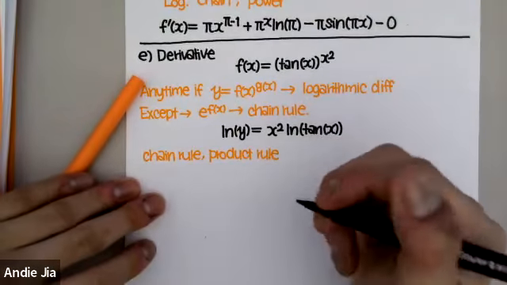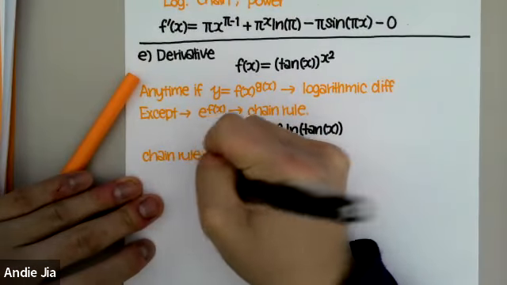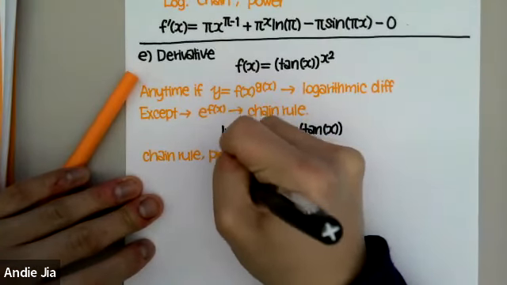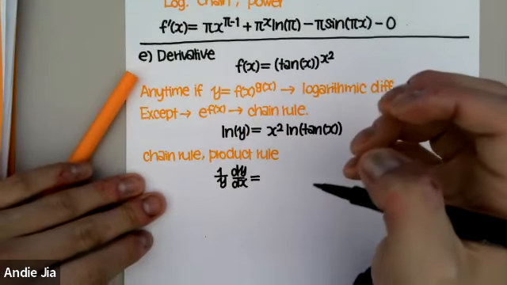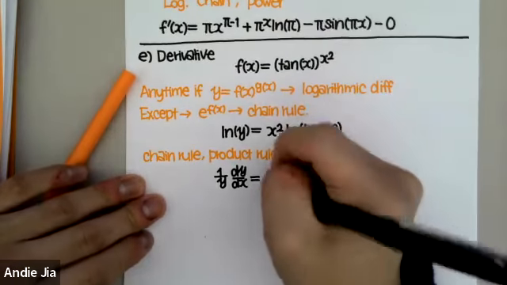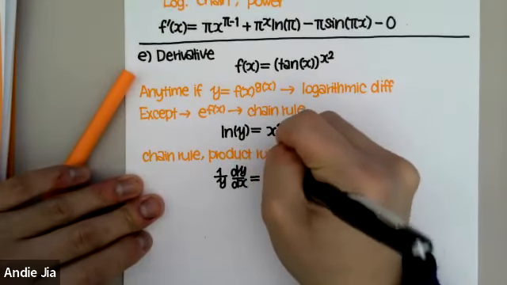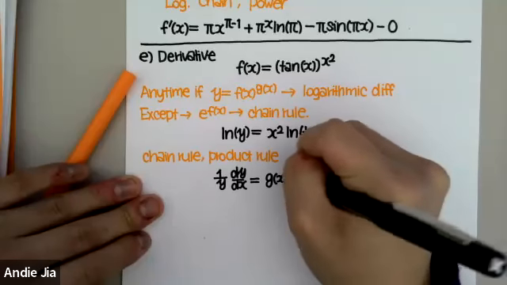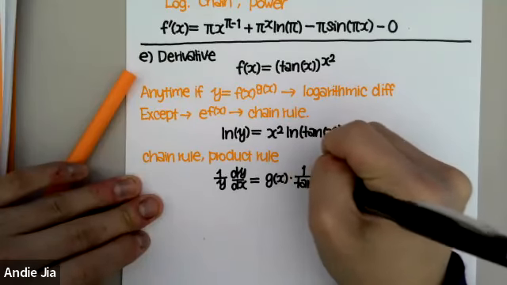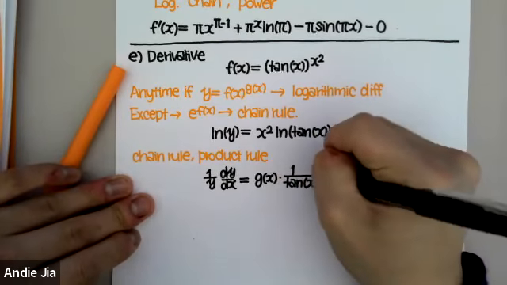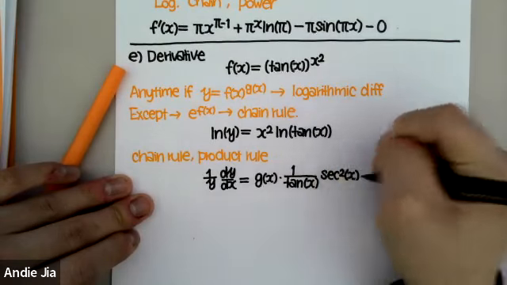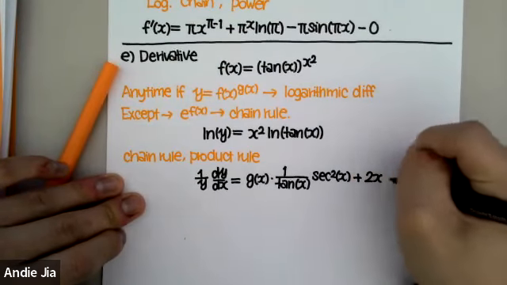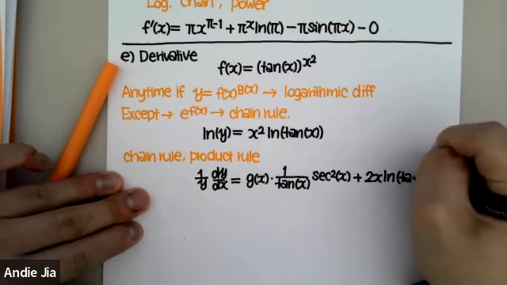And now we have 1 over y dy dx equals, we have g of x times, like a chain rule, 1 over tangent of x, and then secant squared of x, which is the derivative. Plus g prime of x, which is going to be 2x times the natural log of tangent of x.